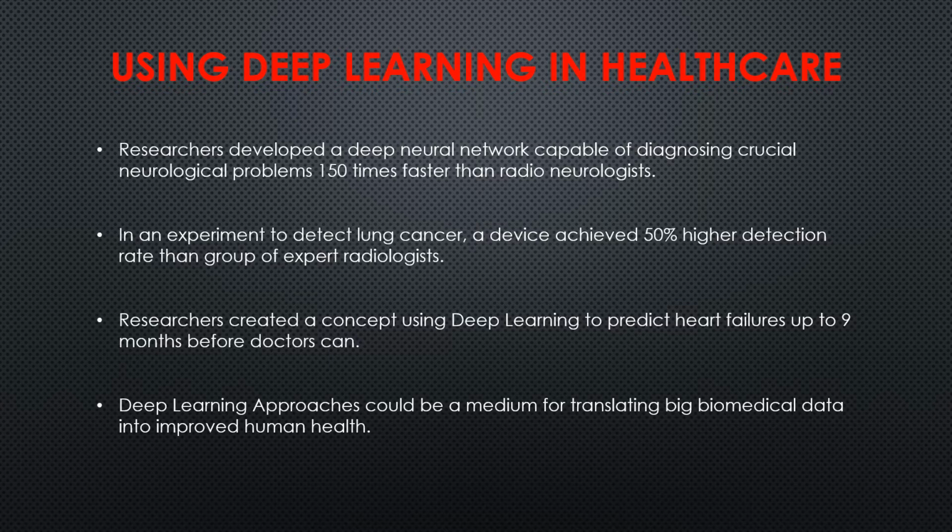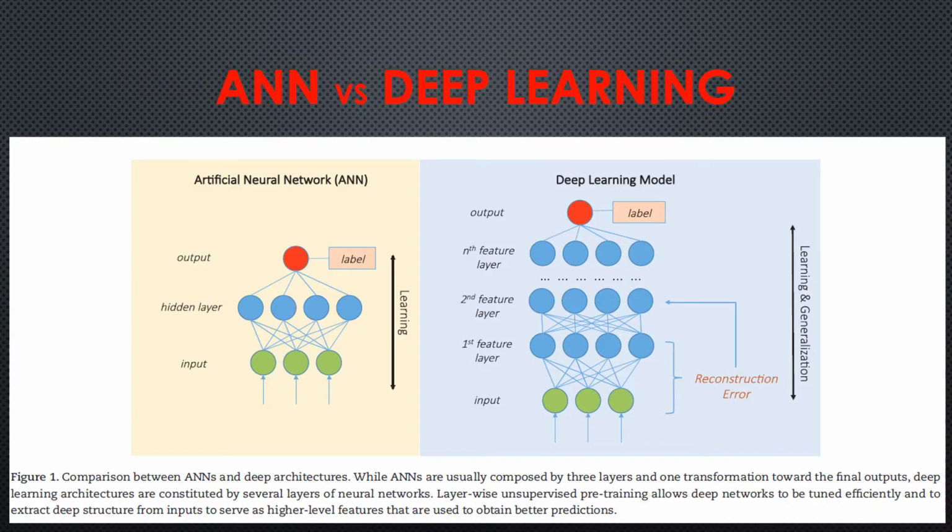Based on analyzed work, it can be stated that deep learning approaches could be a medium for translating big biomedical data into improved human health, although there are some limitations and more development is needed. Before talking further about deep learning, let's see what makes deep learning different from an artificial neural network. We can say deep learning and artificial neural networks are similar in operations, but deep learning is more capable in terms of results and details.